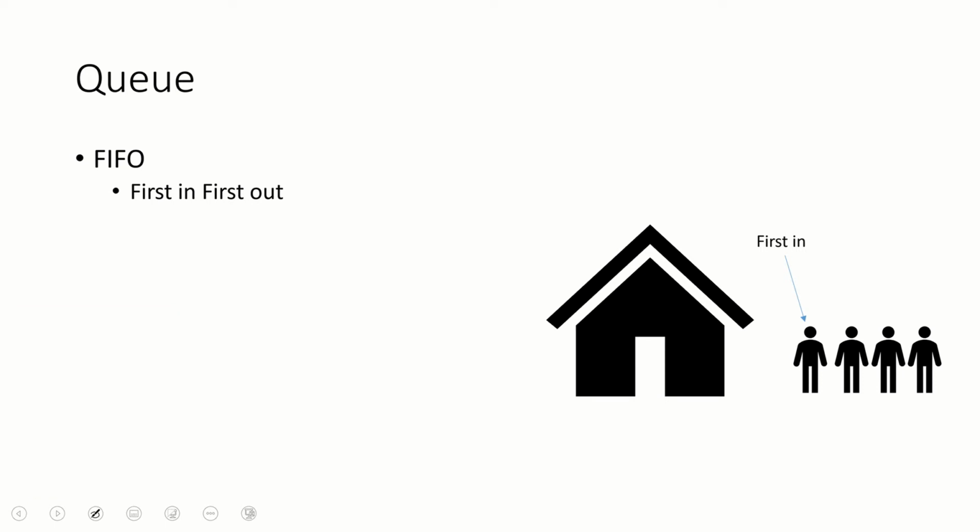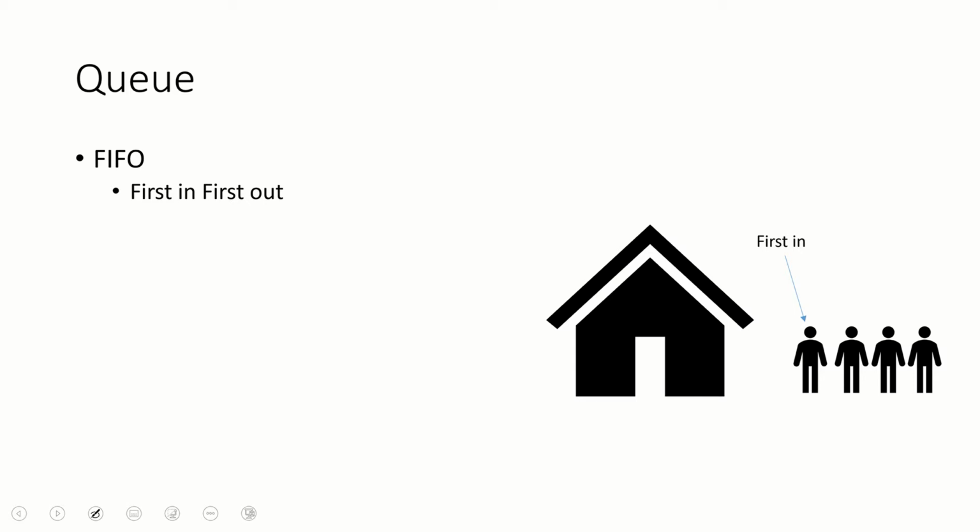Okay, so let's take another data structure, which is called a queue. A queue is like a waiting line. It's very similar to a stack. The principle of the queue is first in, first out. It's exactly the same thing as a waiting line.